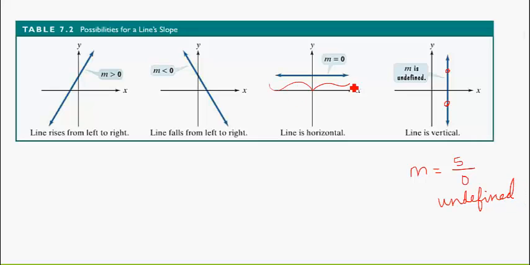Same thing here for our horizontal line. Your change in y's, when you have a horizontal line, there's no vertical change, so that's 0, and then your change in x's could be, say, 3. 0 divided by anything is simply going to be 0. So for a horizontal line, your slope is always 0, which is an actual value, and for a vertical line, your slope is always undefined.